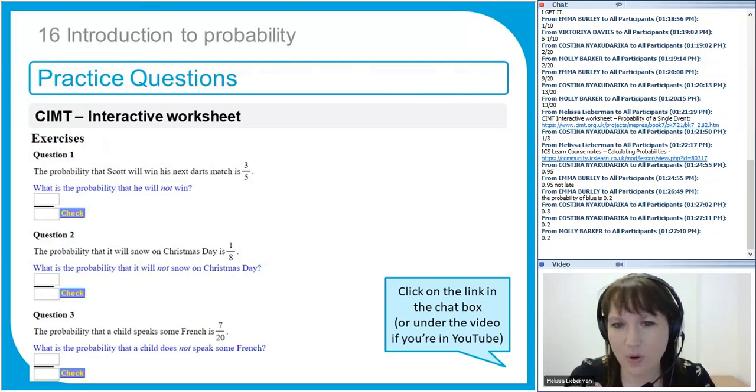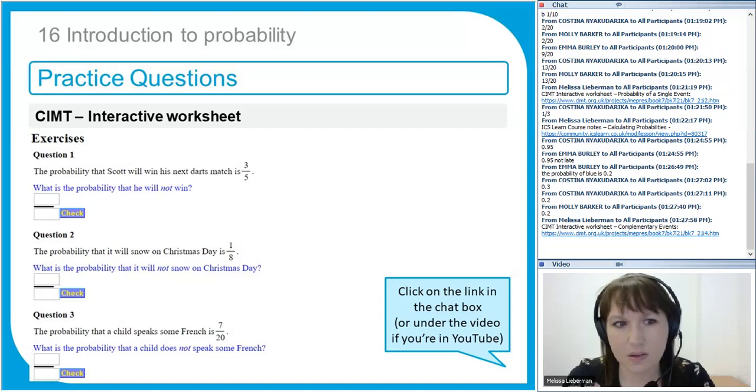Here is a worksheet that you can have a go. Complementary events. So, for example, let's just have a look at question 1 here. The probability that Scott will win his next darts match is 3/5. What is the probability that he will not win? So remember that 1, if we're talking about fifths, is going to be 5/5. So if the probability that he wins is 3/5, the probability that he won't win will be 2/5.